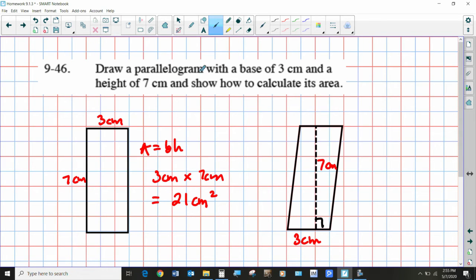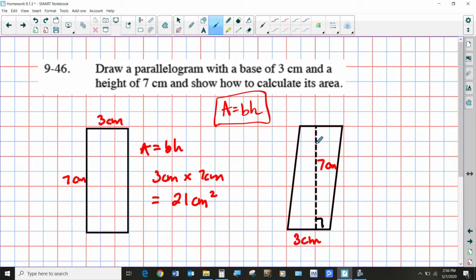Here it says draw a parallelogram with a base of 3 centimeters and a height of 7 centimeters and show how you calculate its area. So most of you probably showed a rectangle. Easiest one to draw. The height is 7 centimeters, the base is 3, so it's going to give you an area of 21 square centimeters. But it doesn't matter. You could have done a parallelogram that was not a rectangle, and it still would work because the formula for the area of a rectangle is actually the formula for all parallelograms.